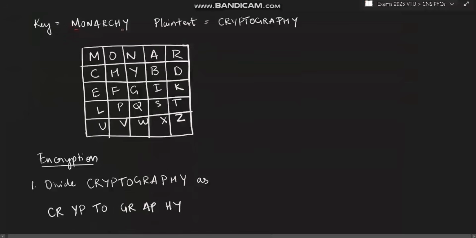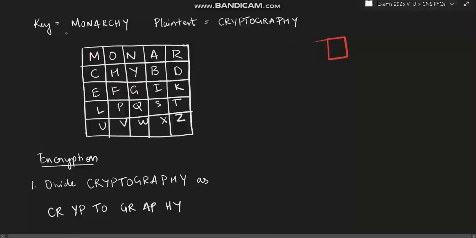Okay, so key is given as monarchy. So what you have to do is construct a 5 cross 5 matrix. 5 cross 5 means 5 rows and 5 columns. So total number of cells would be 25. Okay, and as you know, in the English alphabet there are 26 letters. So if you want to write A B C D till Z, we will be able to write, but one letter will be left out, and the left out letter here is J. Okay, we do not like J, so we'll not be writing J. Wherever J is present, we will not be writing it.